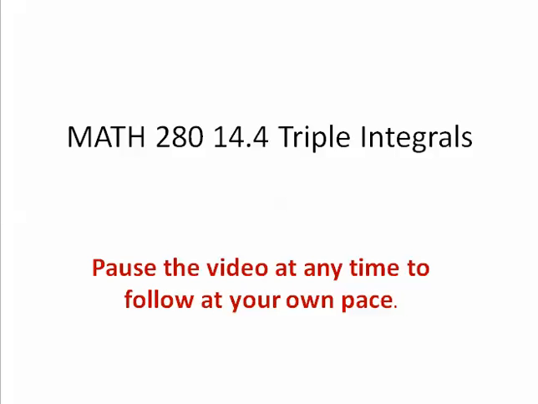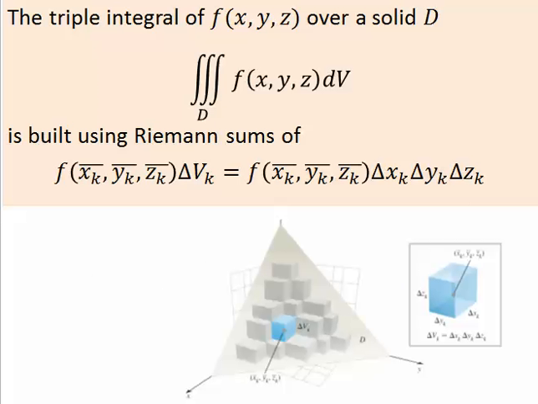14.4. This is how I like to view a triple integral. We take our solid D and we break it up into infinitesimally small boxes. At each box we choose a representative point and evaluate the function there. Then we multiply that times the volume of that infinitesimally small box. We do that for every box and add up all the products and we get a triple integral.